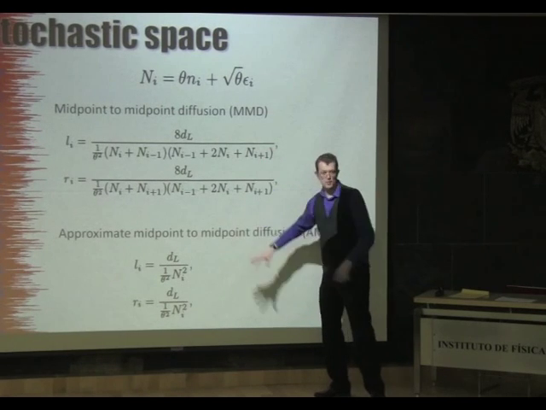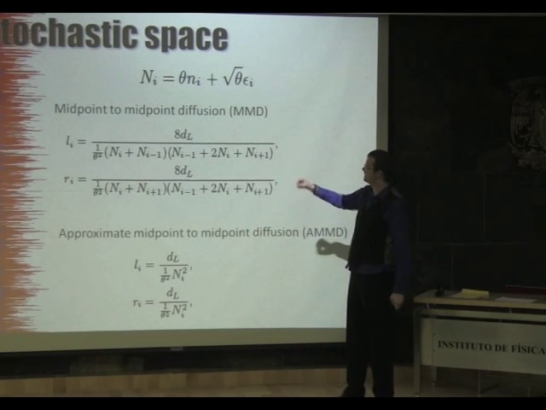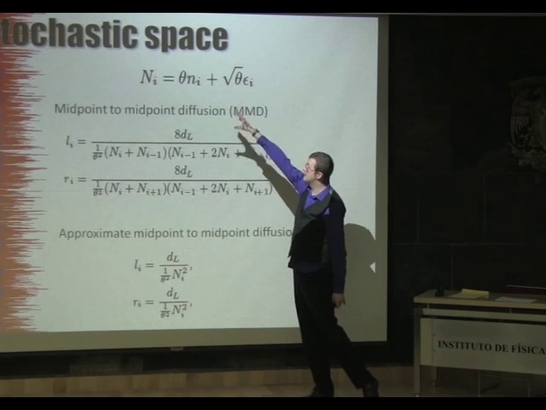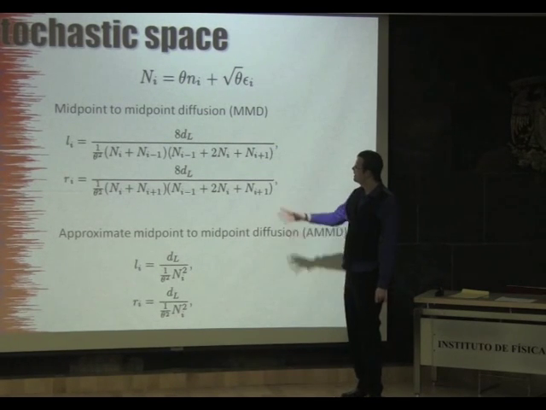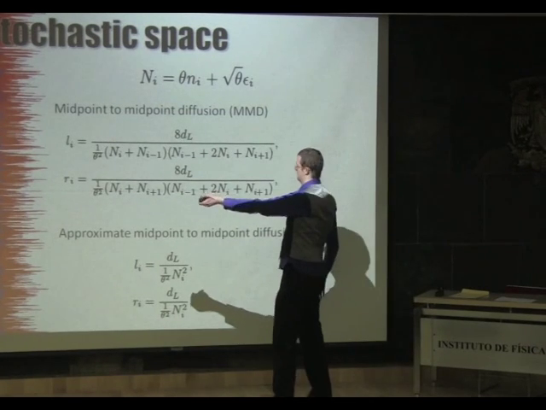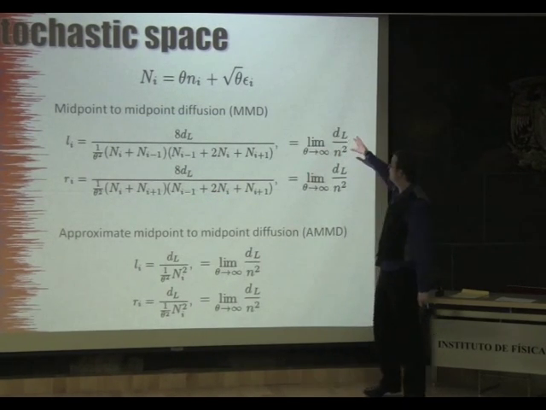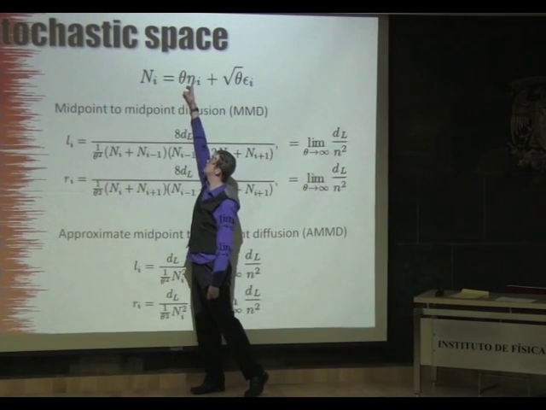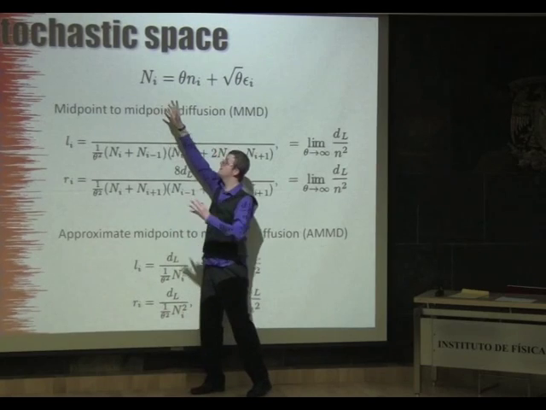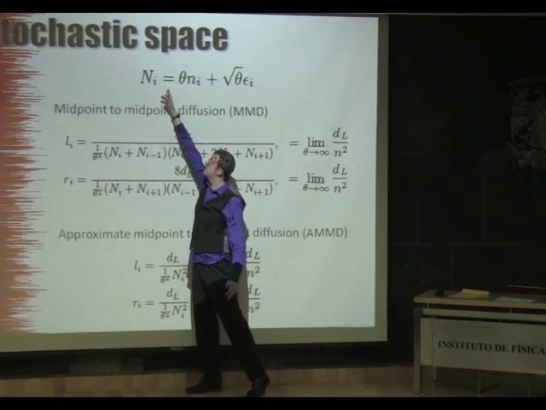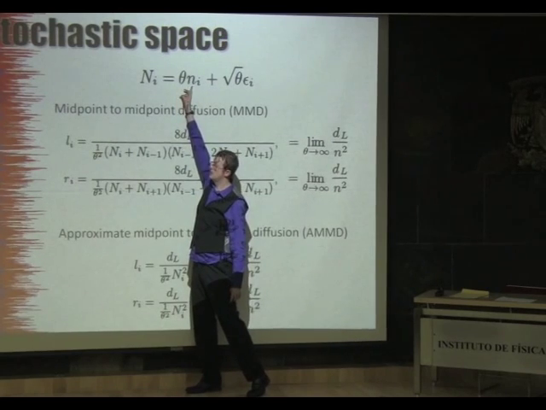Don't try and understand what's going on behind there. All you need to see is that when I take the continuum limit, let this theta tend to infinity, all of these break down to the same thing, which is dl over n squared. So just going back up here, this capital Ni is related to this small ni by theta. I let theta go to infinity. The stochastic term drops out. So I'm taking the mean field and saying that this is going to be looking like ni.